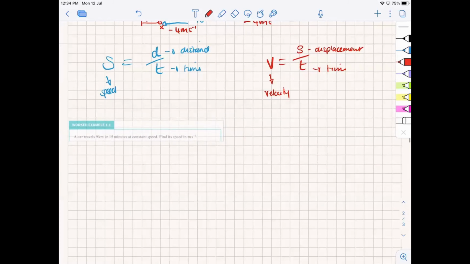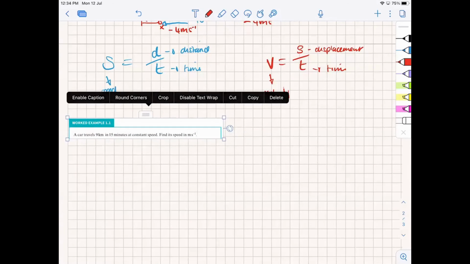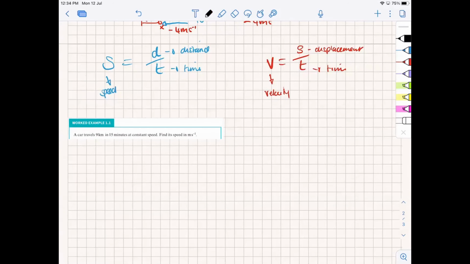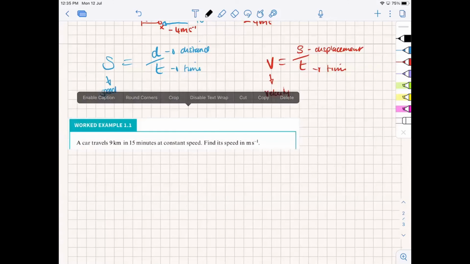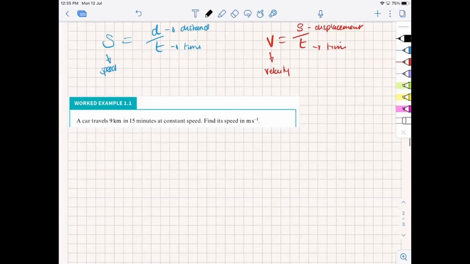So using that wonderful bit of information, Toya, you can do this one for us, nice and easy. A car travels 9 kilometers in 15 minutes. Find its speed in meters per second. What's the first thing I need to do? I want meters per second. Well, it's asking in meters, so don't you change the 9 kilometers to meters? Correct. What's 9 kilometers in meters? 9,000 meters.